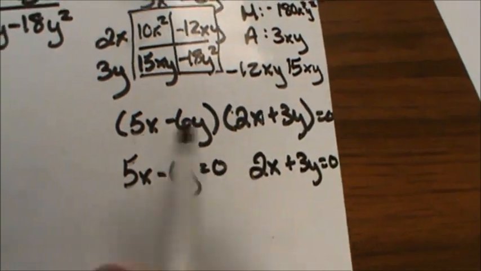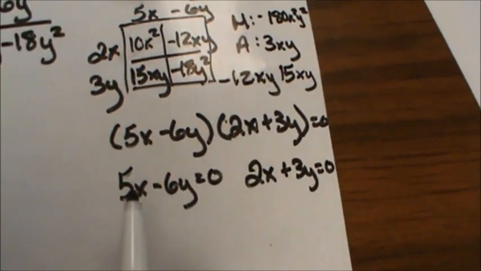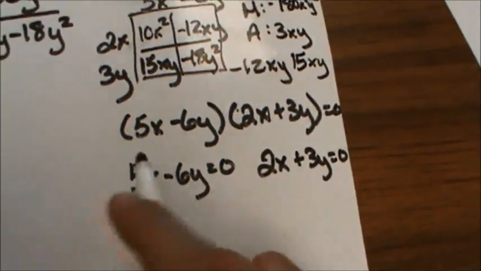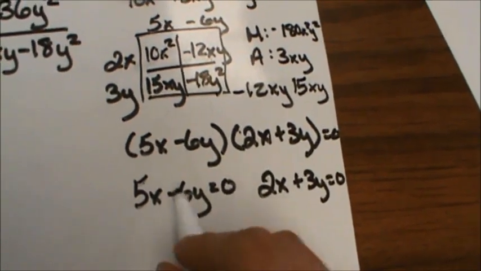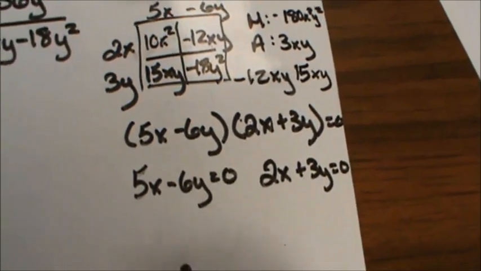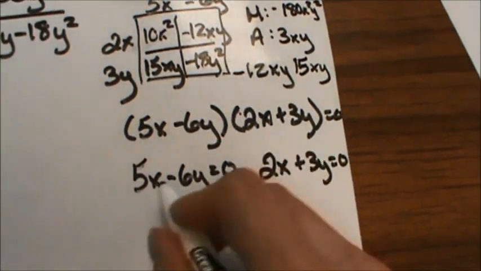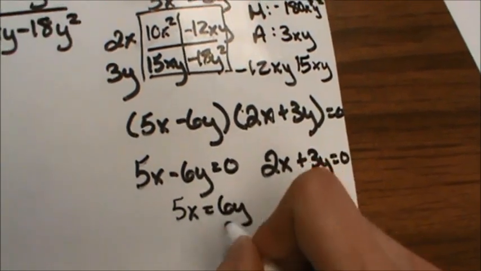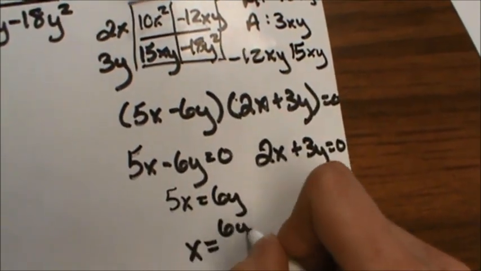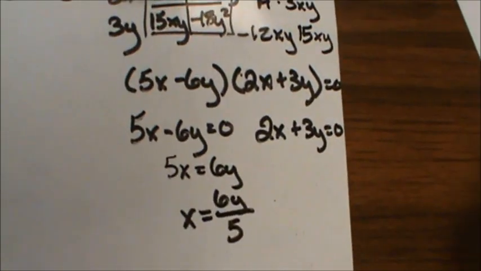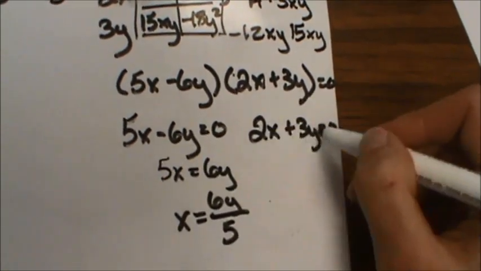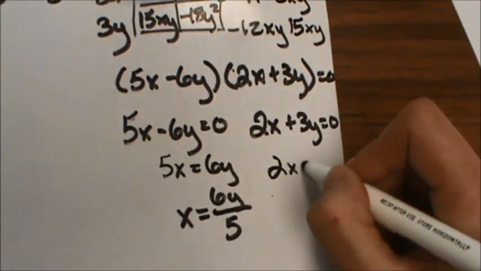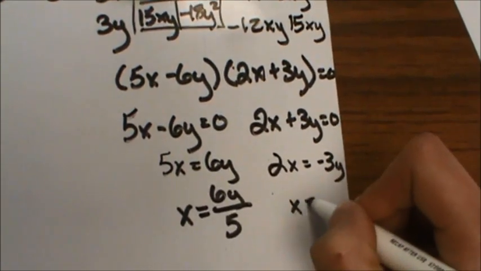I'm going to solve one of these equations for one of the variables. It doesn't matter which one I pick. I'm usually going to pick the one farthest to the left or the first alphabetically, but I would not mark it wrong if you ended up picking the other one and solving it out in any kind of test or quiz question. So I'm going to solve this equation right here for x. I'm going to add 6y to both sides and divide by 5. So x equals 6y over 5. This one I'm going to solve for x again. Subtract 3y from both sides, divide by 2.